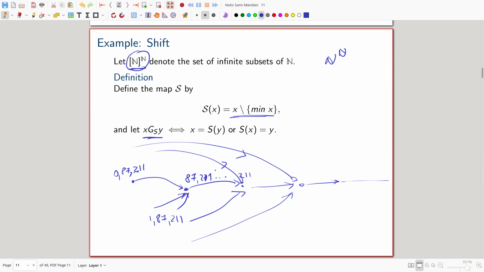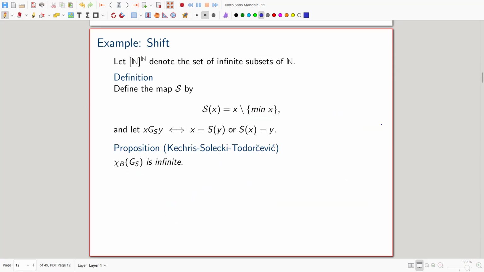So what about the chromatic number? Well, if you believe that a connected component looks like this, then again, it's acyclic. So the normal chromatic number of this G_S is again 2. What about the Borel chromatic number? The Borel chromatic number happens to be infinite. This is an observation by Kechris, Solecki and Todorcevic. Let's prove that. I like this example because I think Borel chromatic numbers very often behave better than normal chromatic numbers, and in this case, I even have an argument for that.